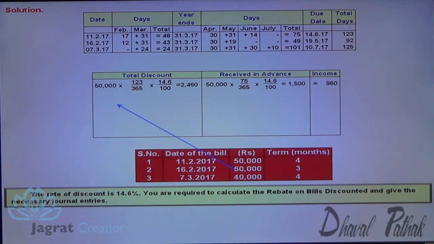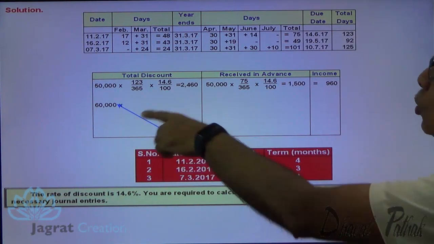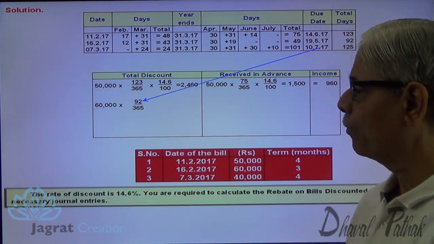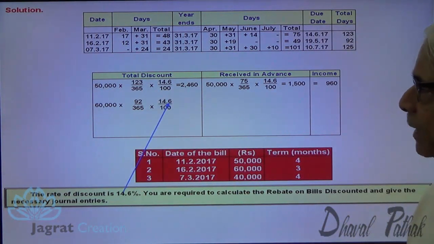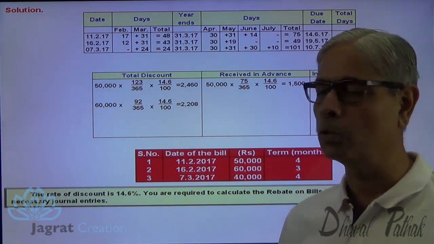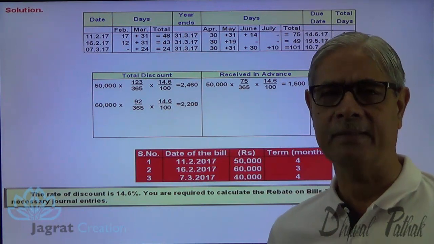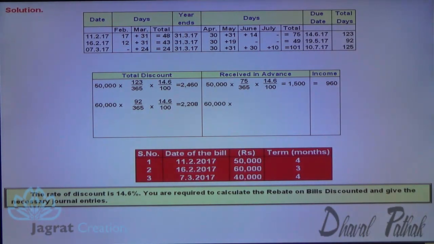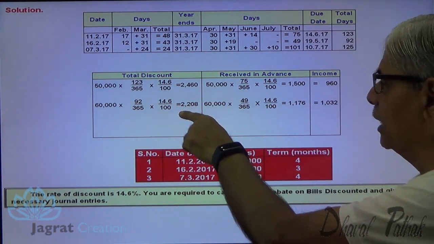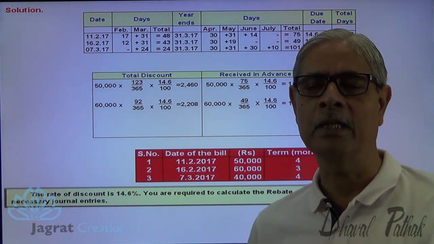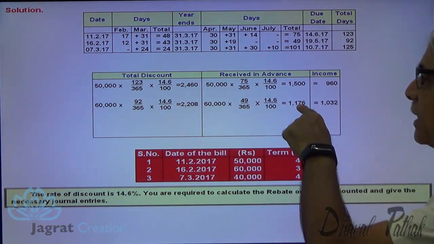Now the second bill, that's of 60,000. Total discount can be calculated for 92 days. So 92 upon 365, the rate of discount is 14.6%. That works out to be 2,208. Out of that, the discount for this period of 49 days is considered to be a discount received in advance. So once again, 60,000 into 49 upon 365, 14.6 divided by 100. This is the discount received in advance. Total discount minus discount received in advance, so 1,032 is the discount income for the current year.